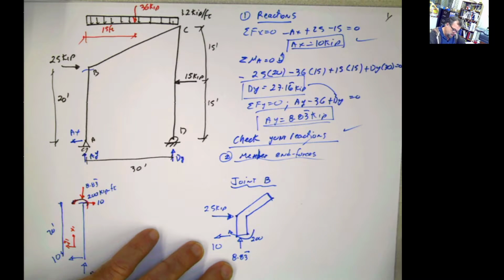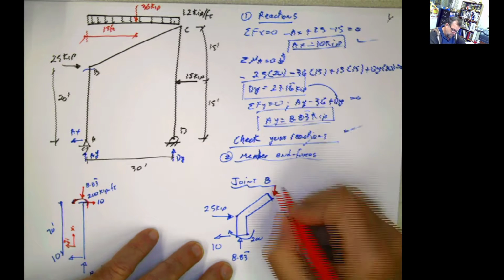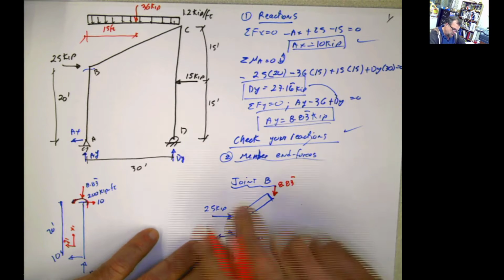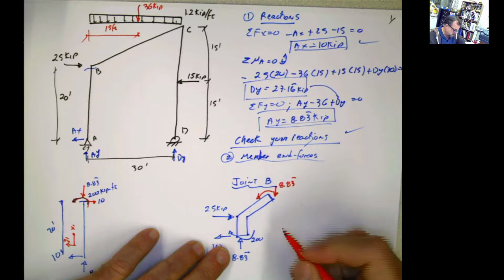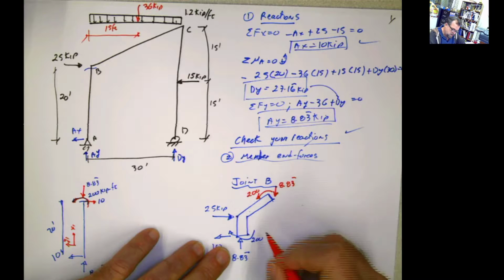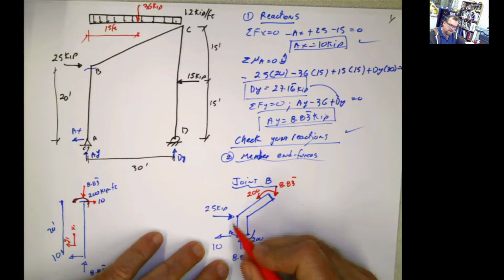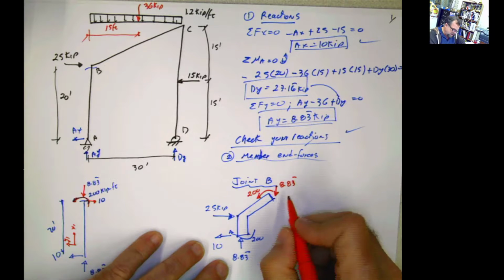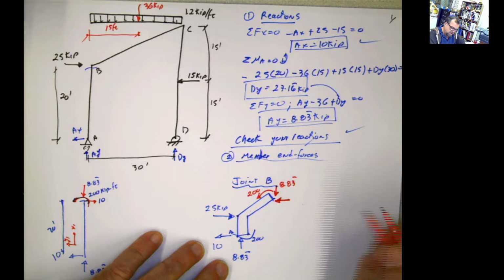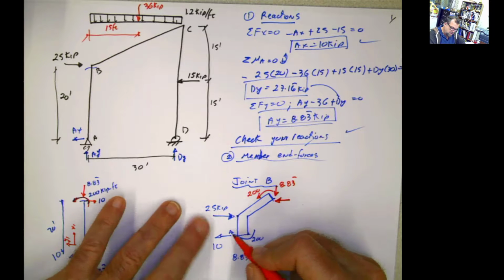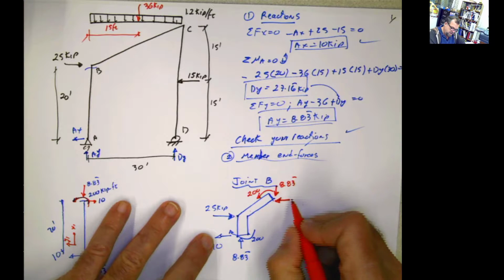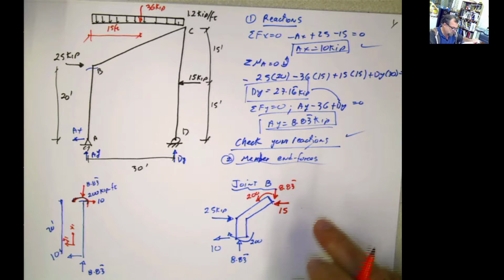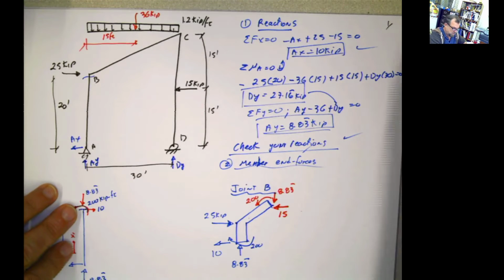Now, this one here, for equilibrium, this has to be 8.83, opposite to this one. The moment, because there's nothing else changing it, it has to be in this direction and it has to be 200. Now, what about this force? In order for this joint to be in equilibrium, I need something here, that force. And that force is going to be 25 minus 10, 15, acting in that direction. Now, these forces are the ones that we are going to transfer to the second member, to the member BC.